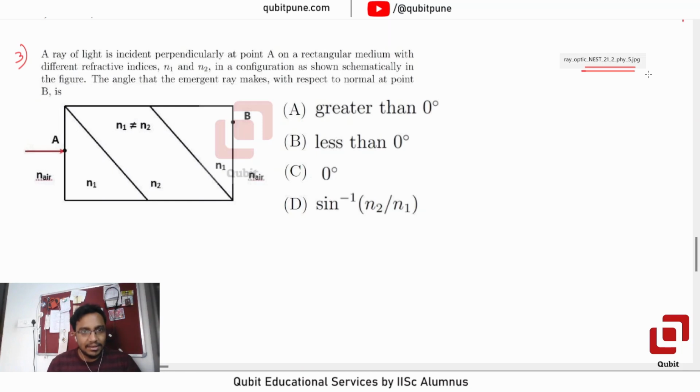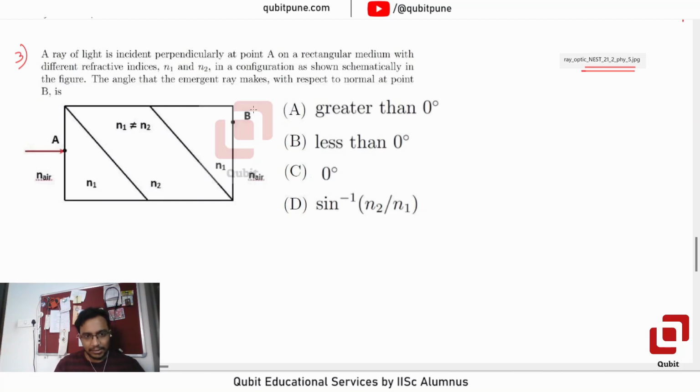A ray of light is incident perpendicularly at a point A on a rectangular medium with different refractive indices N1 and N2 in a configuration as shown schematically in the figure. The angle that the emergent ray makes with respect to the normal at the point B is.